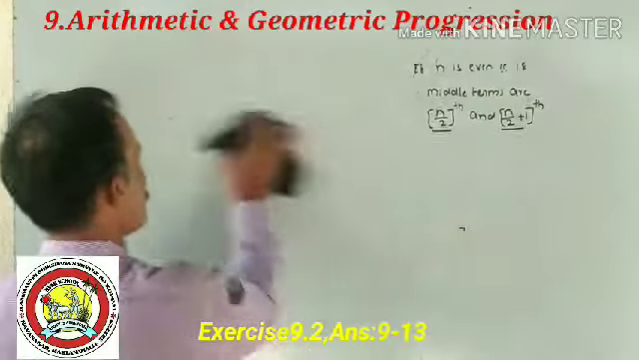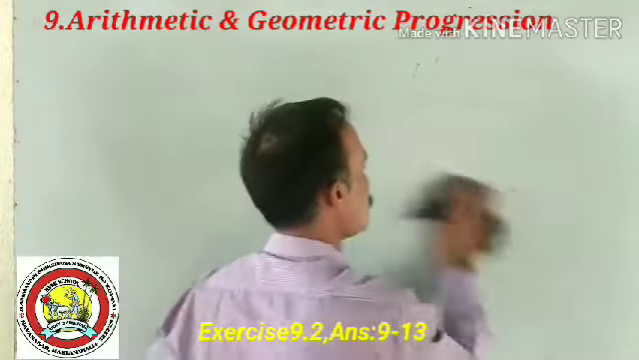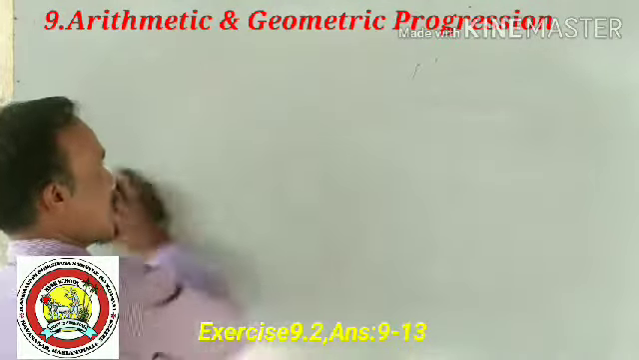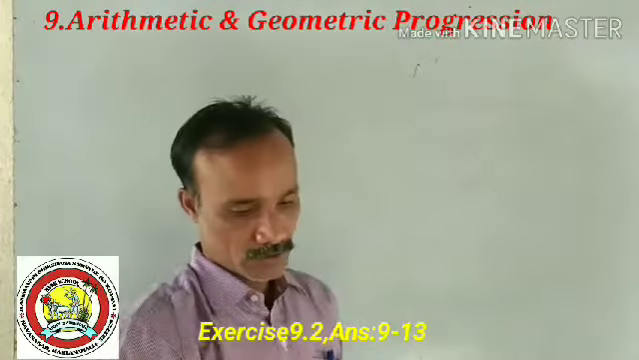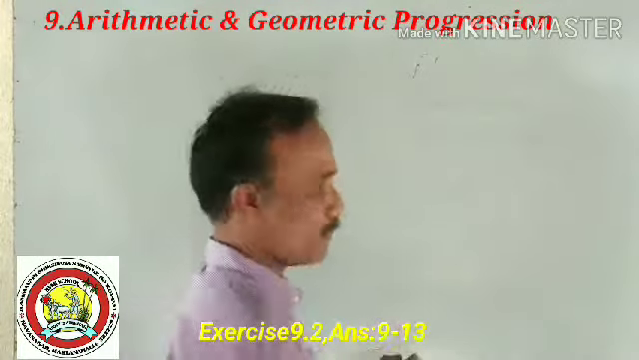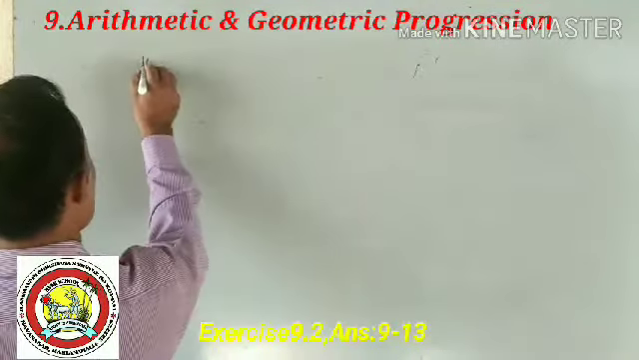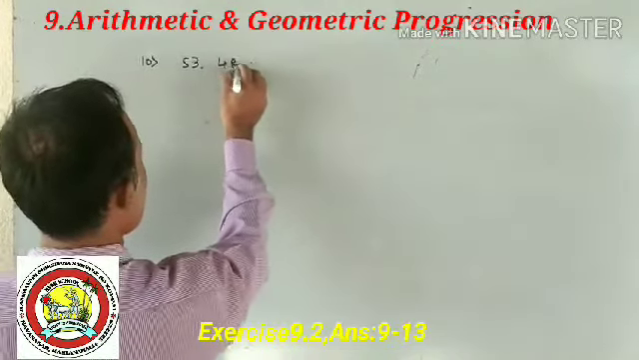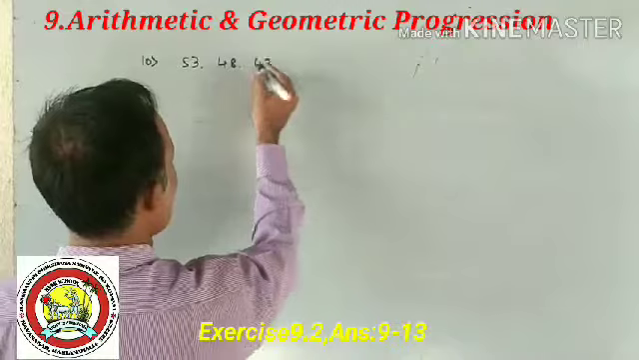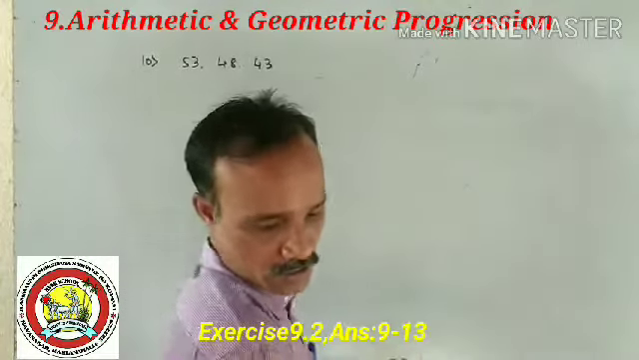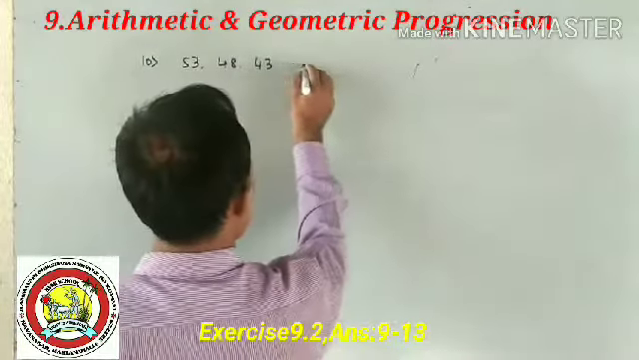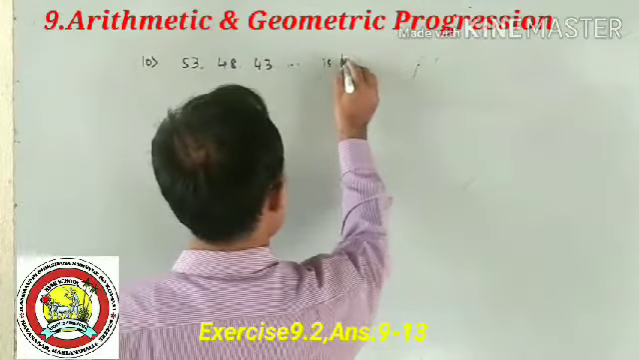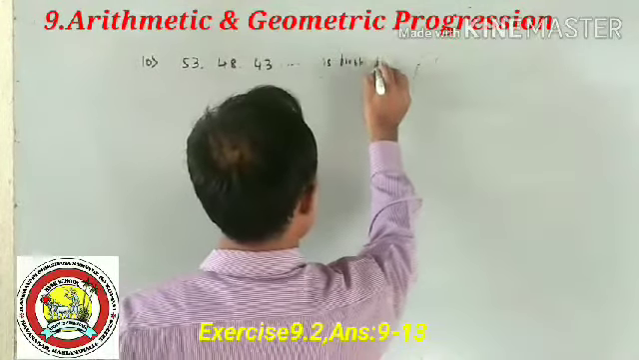Okay, next we move to question number 10. Let's see question number 10. Which term of the AP? Yes, first note down the given sequence, that is 53, 48, 43. The question is, first negative term.